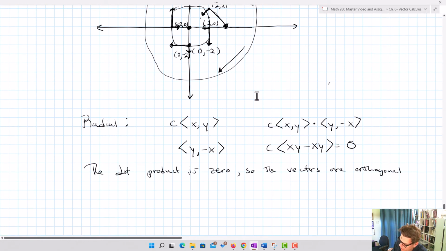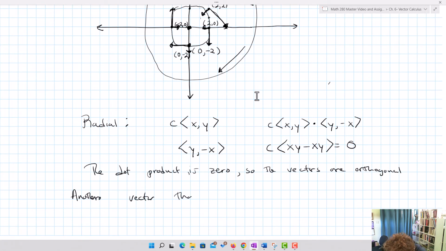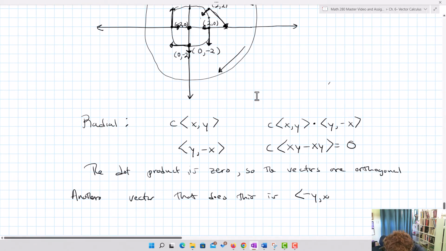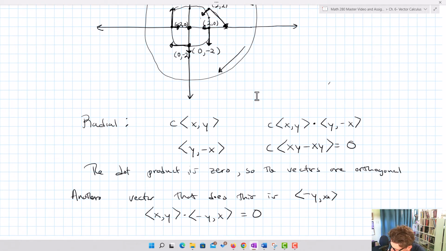And are there other vectors that will actually do this, right? Another vector that does this is negative y, x. So I dot that vector, negative y, x, with x, y. So x, y dotted with negative y, x, okay? And you'll see that that ends up equaling 0. So those two are actually orthogonal. Go ahead and do that dot product.